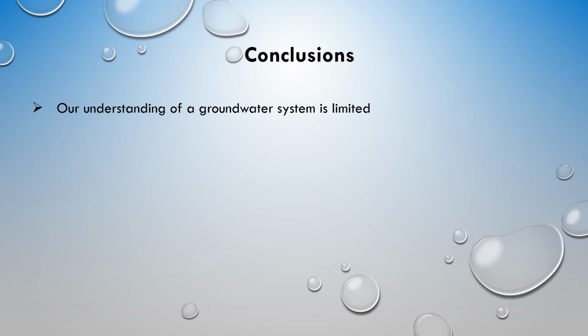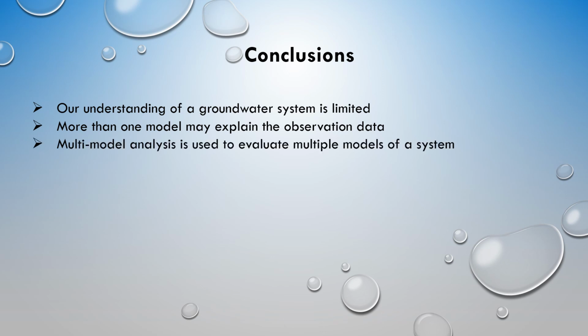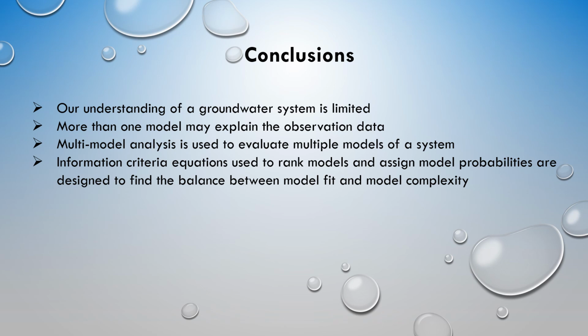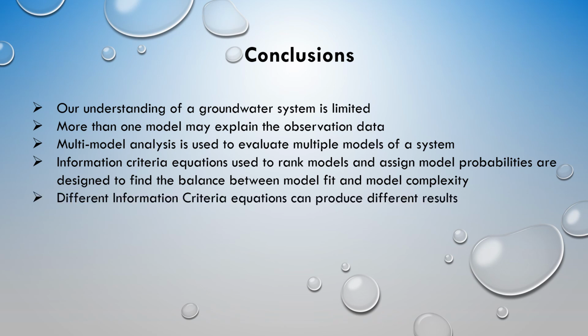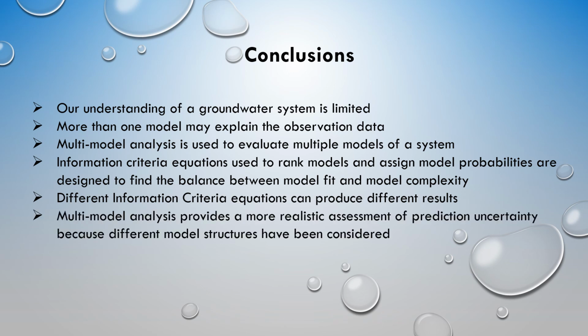So what have we learned? Our understanding of the groundwater system is limited, and more than one model may explain the observation data that we have. Multi-model analysis is used to evaluate multiple models of the system. Information criteria equations used to rank models and assign model probabilities are designed to find the balance between model fit and model complexity. Different information criteria equations, however, can produce different results. And multi-model analysis provides a more realistic assessment of prediction uncertainty because different model structures have been considered.